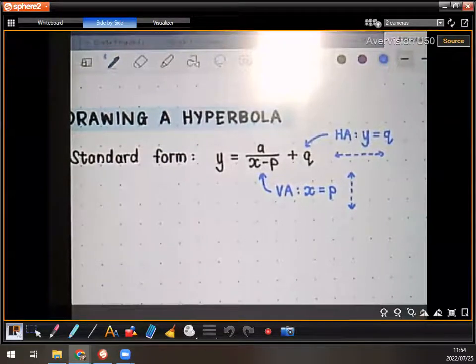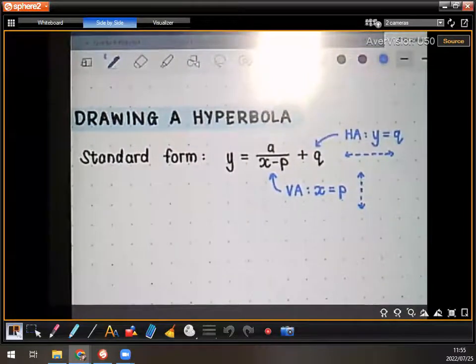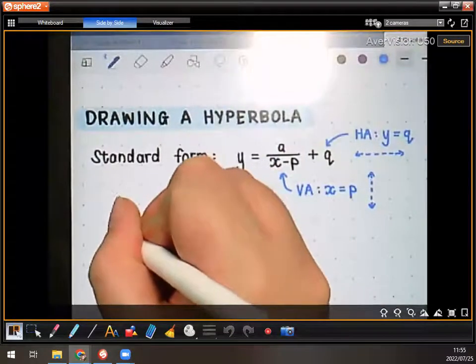Guys, if you don't know how to draw a hyperbola at all, if you just draw your two asymptotes, you get 2 marks. You get 1 mark for the horizontal asymptote, 1 mark for the vertical asymptote. You can just read them from the equation. So it's actually quite easy to get 2 marks straight away for hyperbola. Other stuff, obviously we need to calculate the y-intercept and the x-intercept. Those are the only other 2 things that we need to worry about.